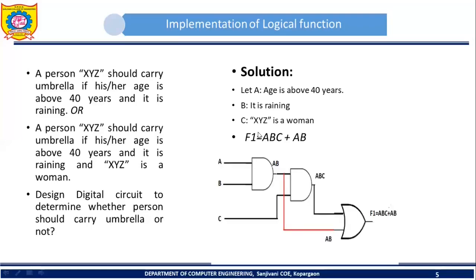So the circuit diagram for this function will be like this. See, two AND gates and one OR gate. The first AND gate is generating term AB, the second AND gate is generating term ABC. And then OR operation between ABC and AB. So this will give me the final output. So in this way, we can implement a logical function by using logic gates.